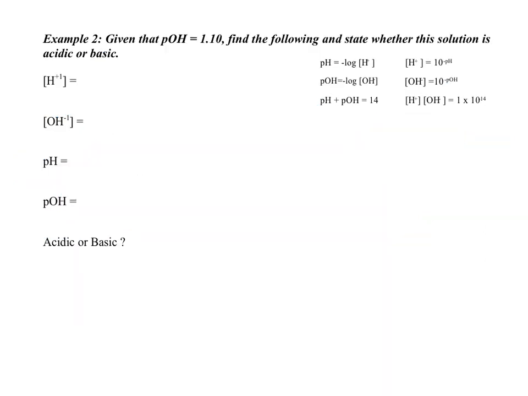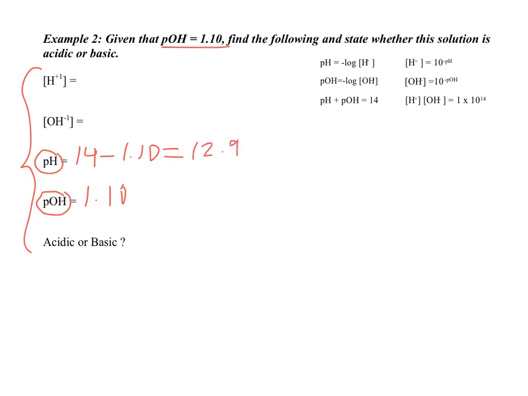Okay, let's try another example. Change up the colors. This time they've given us a pOH of 1.10 and they want us to solve for everything else. So, like I said, lots of different ways to do this. As long as you show your work, it doesn't matter the order. I personally love to hang out with pH and pOH just because it's simple. And so 14 minus 1.10 will give me a pH of 12.9.